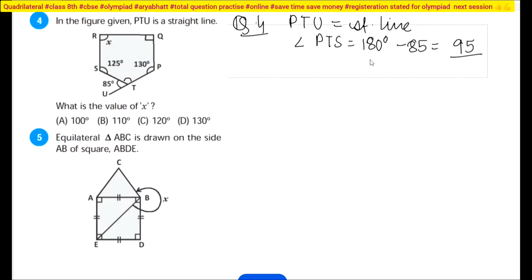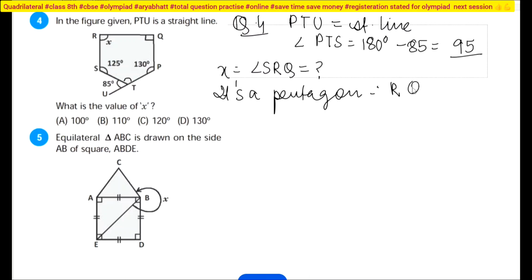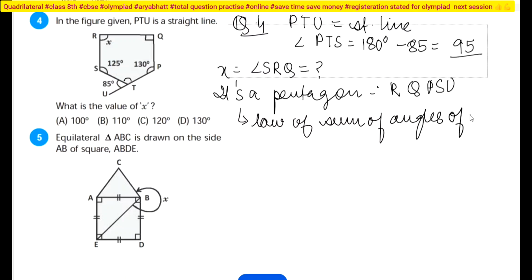Now see, these are the angles given. Now you have to find out x, and x is what? X is angle SRQ. Now I will say that it is a pentagon. Won't you think it is a pentagon? Which is the pentagon? RQPSU. So I will apply the law of sum of angles of a pentagon.